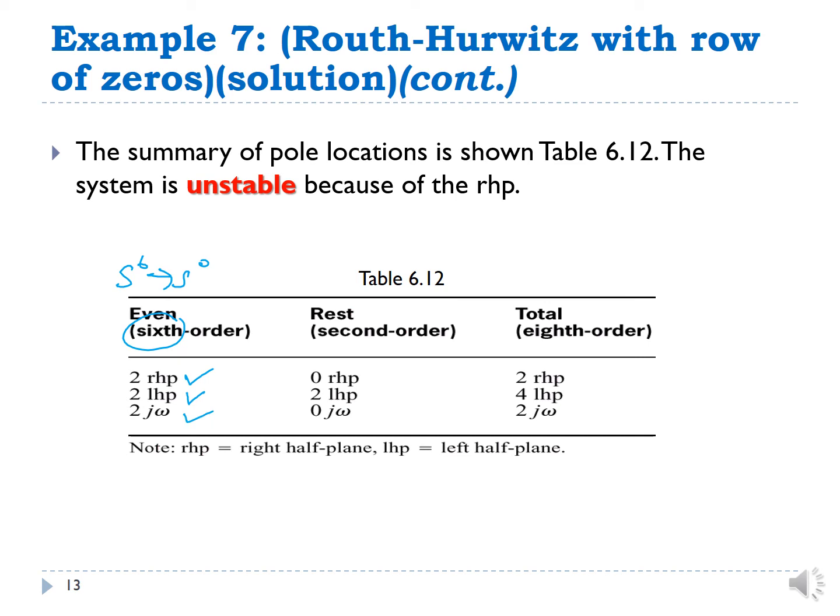There are no sign changes from the beginning of the table, which is the s^8 row, to the s^6 row. Therefore, the rest of the polynomial has no right half plane pole. The results are summarized in table 6.12. The system has two poles in the right half plane, 4 poles in the left half plane, and 2 poles on the imaginary axis. Therefore, the closed-loop system for example 7 is unstable because of the right half plane poles.